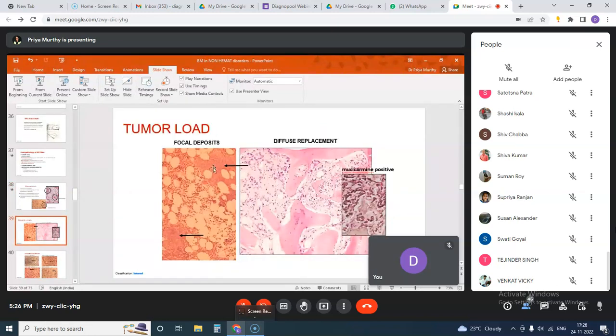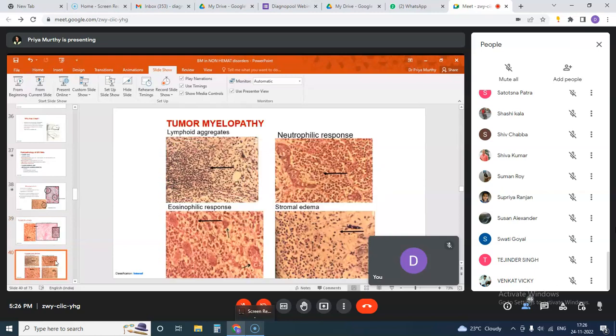Focal deposits, like in this case, are small clusters replacing the hemopoietic cells, and in diffuse replacement, the entire hemopoietic marrow is replaced by sheets of signet ring cells, in a case of mucin-secreting adenocarcinoma, and they turn out to be mucicarmine positive. Whenever there is a metastasis, we find certain additional changes in the surrounding tissue of the bone marrow, and this is known as tumor myelopathy. So, there could be lymphoid aggregates, a neutrophilic response, an eosinophilic response, or stromal edema.